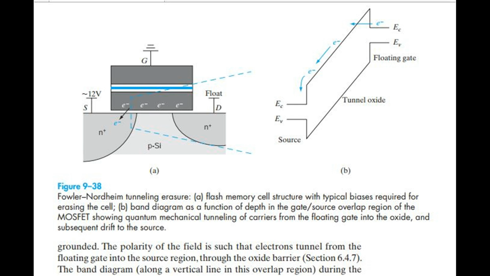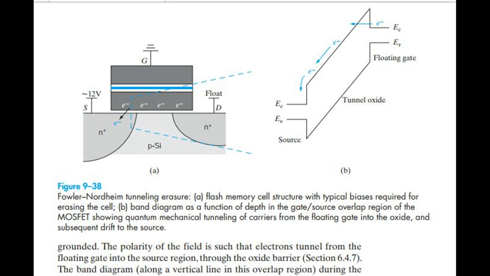Figure 938: Fowler-Nordheim tunneling erasure. A. Flash memory cell structure with typical biases required for erasing the cell. B. Band diagram as a function of depth in the gate/source overlap region of the MOSFET showing quantum mechanical tunneling of carriers from the floating gate into the oxide, and subsequent drift to the source.